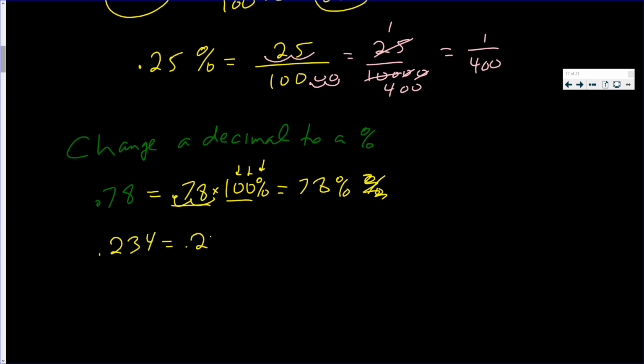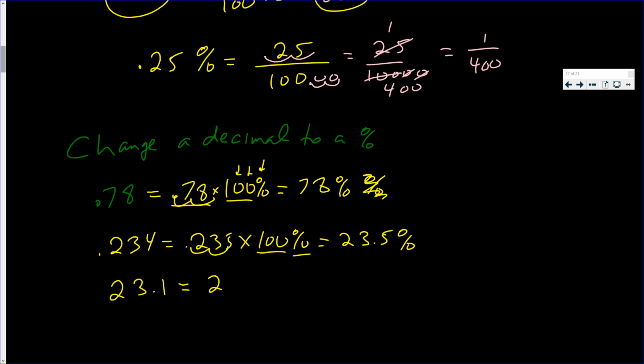0.234 is equal to itself times 1 as 100%. Multiplying by 100 just says move the decimal 2 places to the right. Don't forget the percent symbol. If you have 23.1, well, it equals to itself times 100. And multiplying by 100 is just a command to move the decimal of that number to the right 2 places. Don't forget to put the percent symbol.